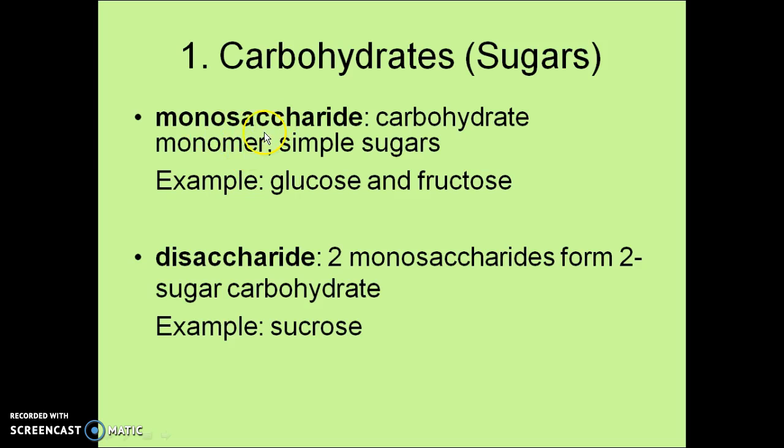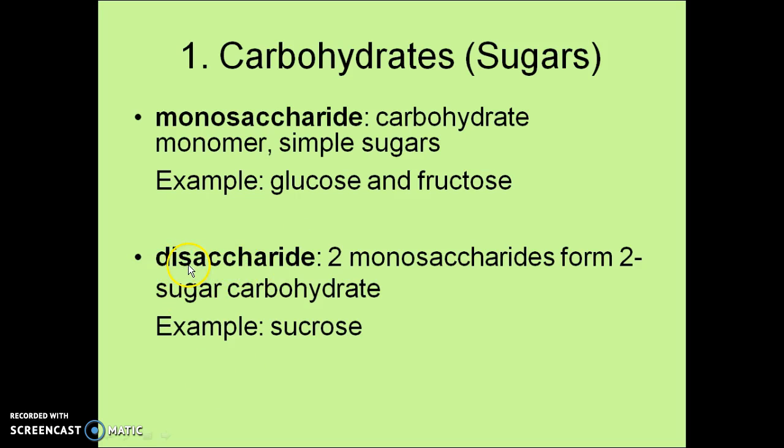Now, the monomer of a carbohydrate has the generic name monosaccharide. Mono meaning 1, saccharide meaning sugar. To remember that saccharide means sugar, I always think of saccharin, which is an artificial sweetener found in like diet sodas. So single sugar. Okay. Again, these are carbohydrate monomers. And some examples of monosaccharides are glucose and fructose. Fructose is a fruit sugar found in like berries and basically all fruit. And glucose is a sugar that's made during the process of photosynthesis in plants.